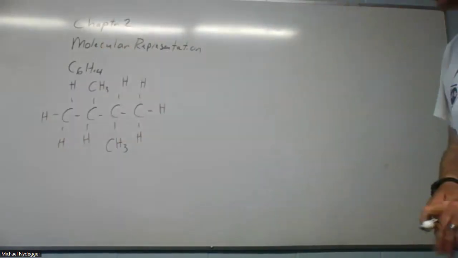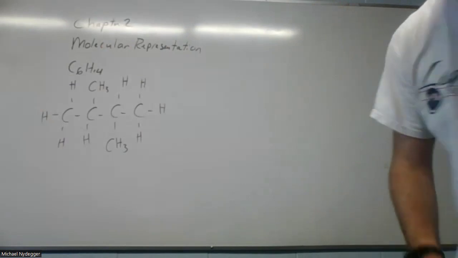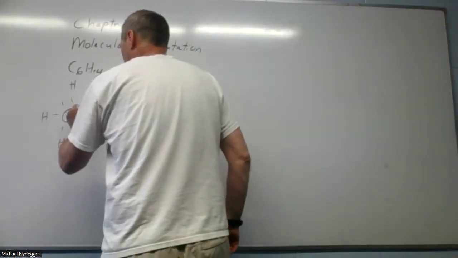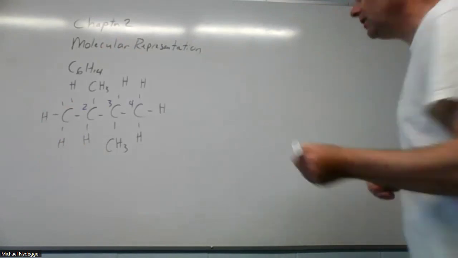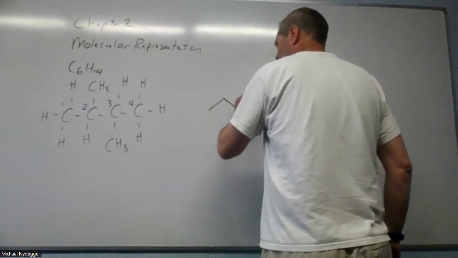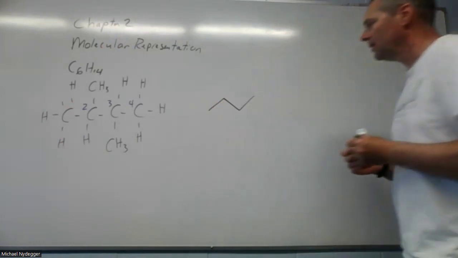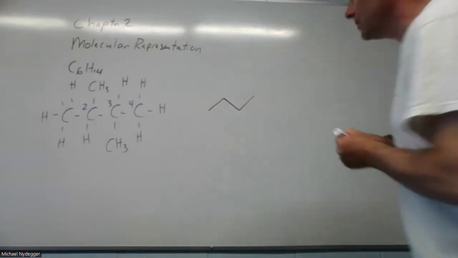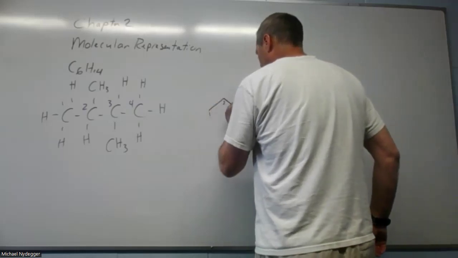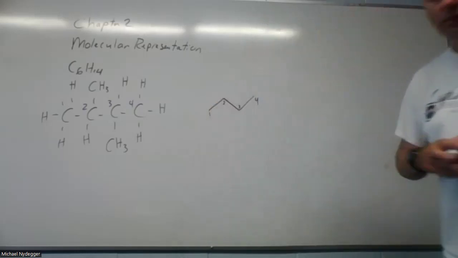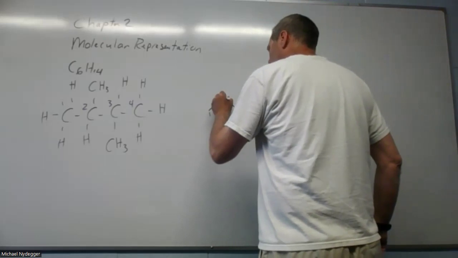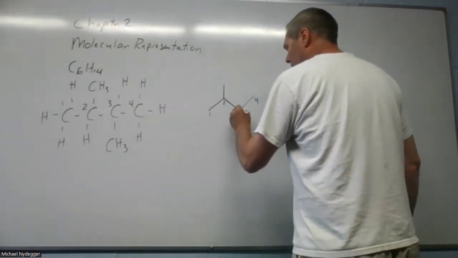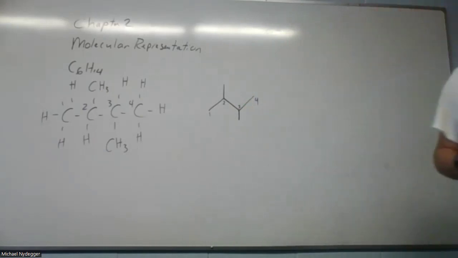Right. So now our parent chain is going to have four carbons. 1, 2, 3, 4. So we need to draw that chain. This here represents carbon 1, carbon 2, carbon 3, and carbon 4 as such. And then we've got a methyl group coming off of carbon 2 right there. And then we have a methyl group coming off of carbon 3 as such.